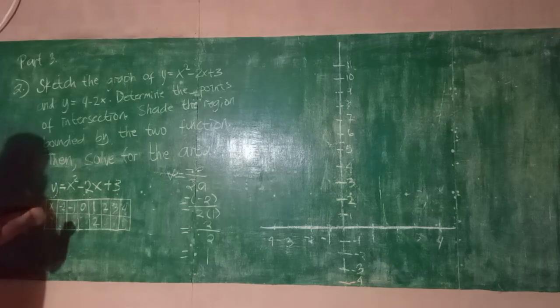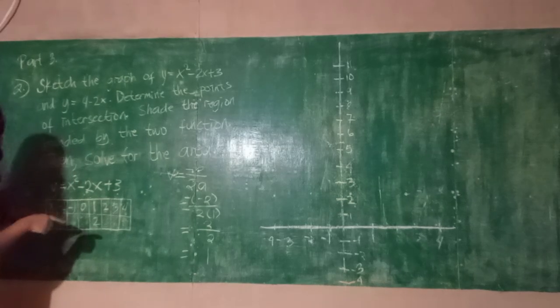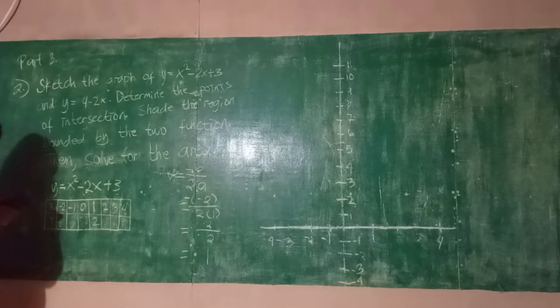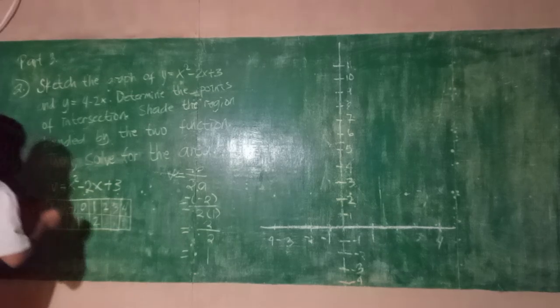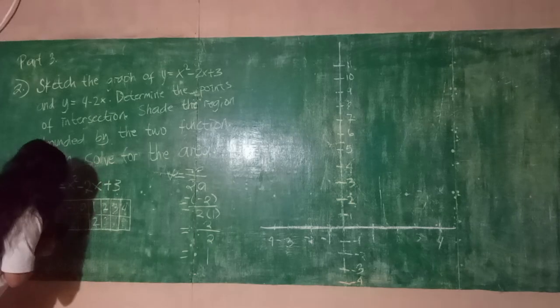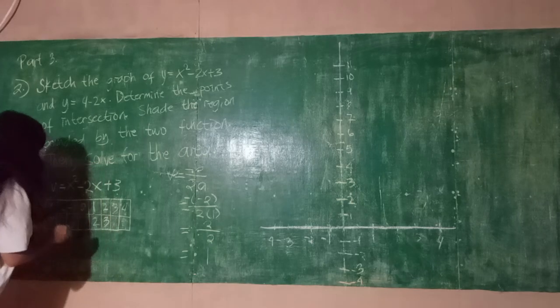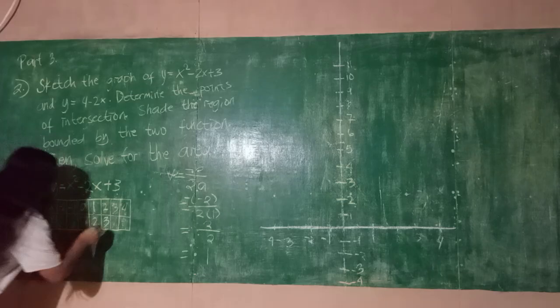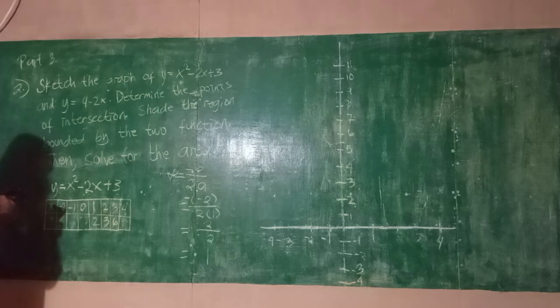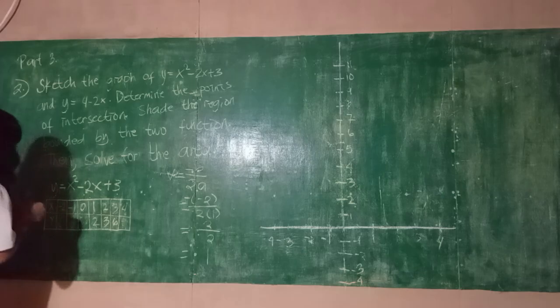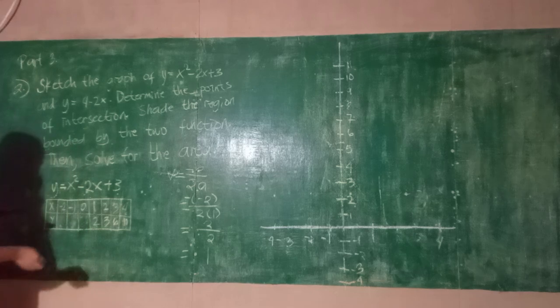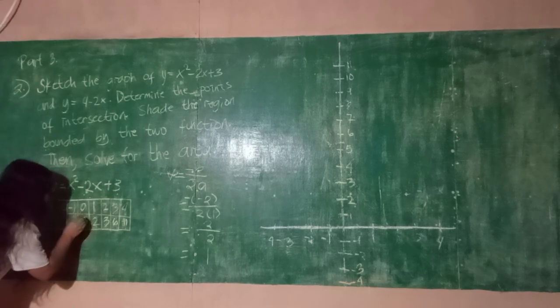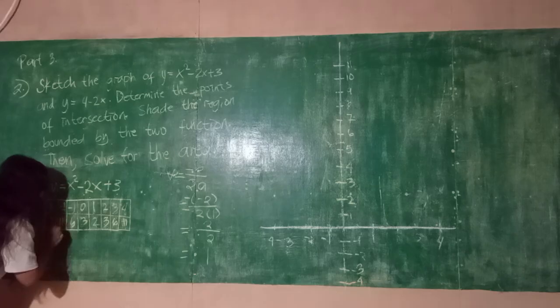If x is 2, then y is 3. If x is 3, our y is 6. And if x is 4, our y is 11. And since it is symmetric, we can copy it to this side. So it's 3, 6, and 11.